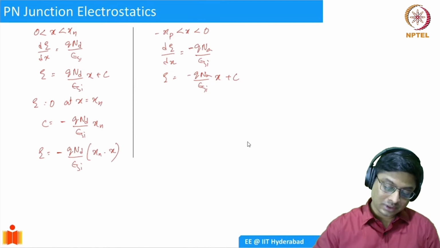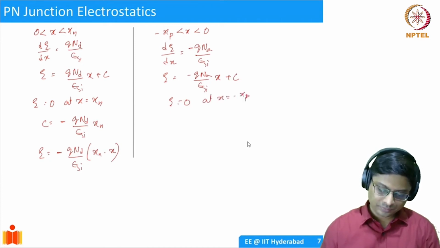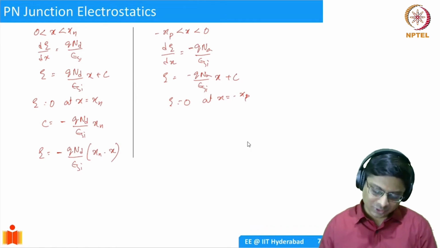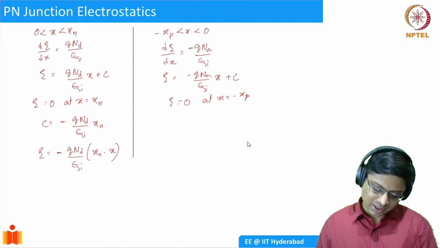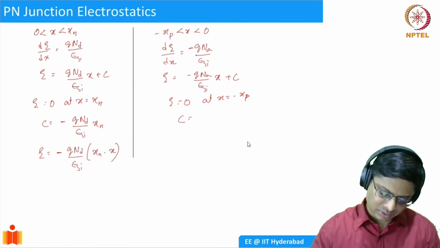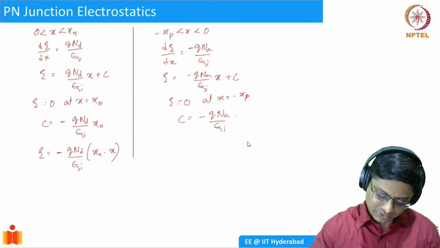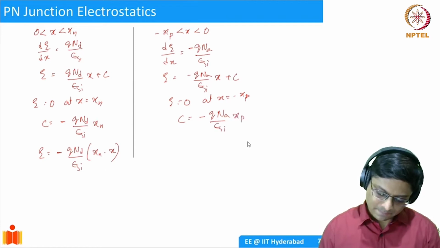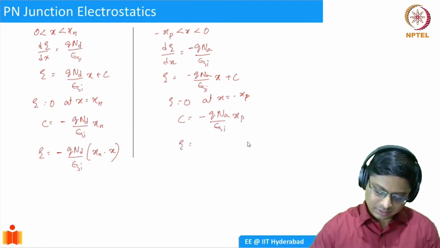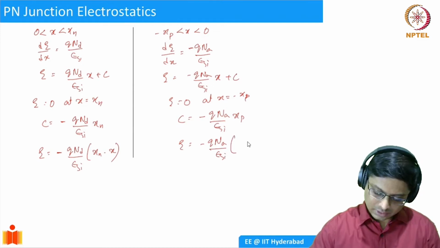And now E is 0 at x equal to minus xp. So what does C turn out to be? If I put x equal to minus xp, my C will turn out to be minus q N_A by epsilon silicon times xp. So the E field is going to be minus q N_A divided by epsilon silicon times (x plus xp).